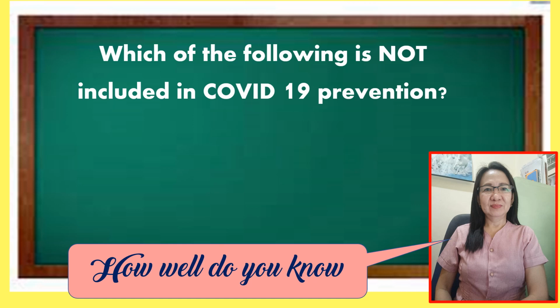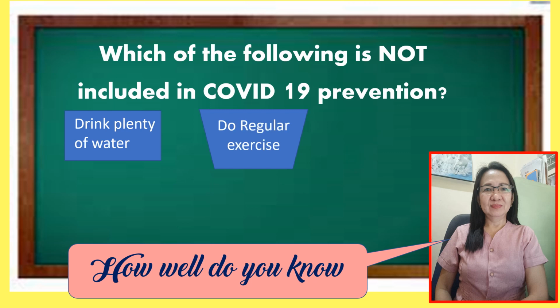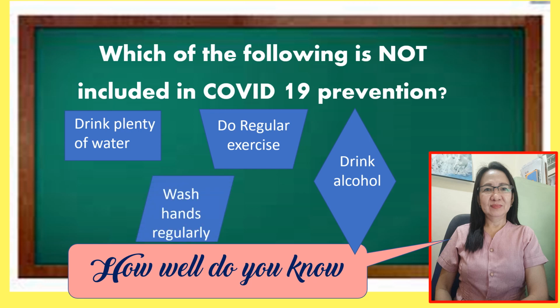Since we are in the new normal and we are experiencing the pandemic, which of the following is not included in COVID-19 prevention? Is it the rectangle, which states drink plenty of water? Or is it the trapezoid, which says do regular exercise? Or the kite that says drink alcohol? Or the rhombus, which states wash hands regularly?